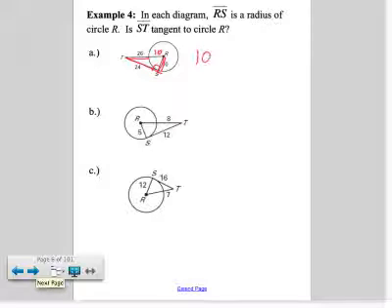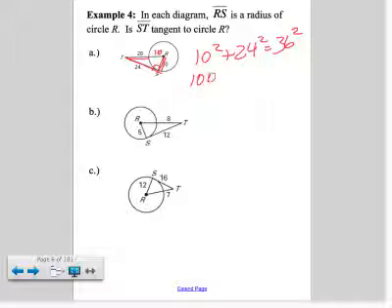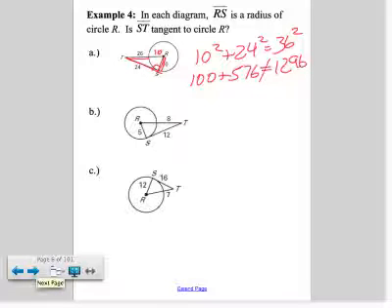So what you have here is 10 squared plus 24 squared equals, and then the third piece there is 26 squared. And so as I simplify this out, I get 100 plus 576 equals, and then I have 26 times 26, which is 676, and I'm checking to see if that's accurate. Obviously 100 plus 576 does not equal, therefore ST is not tangent. So here we would just say no, it's not tangent.